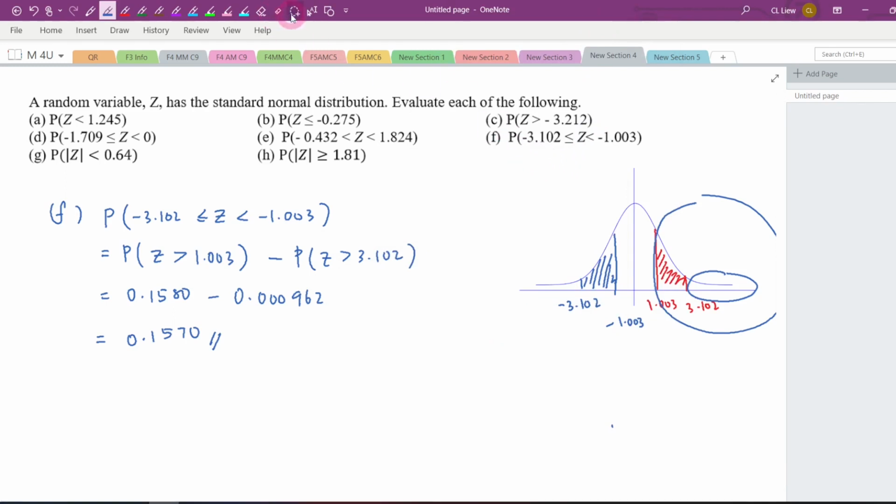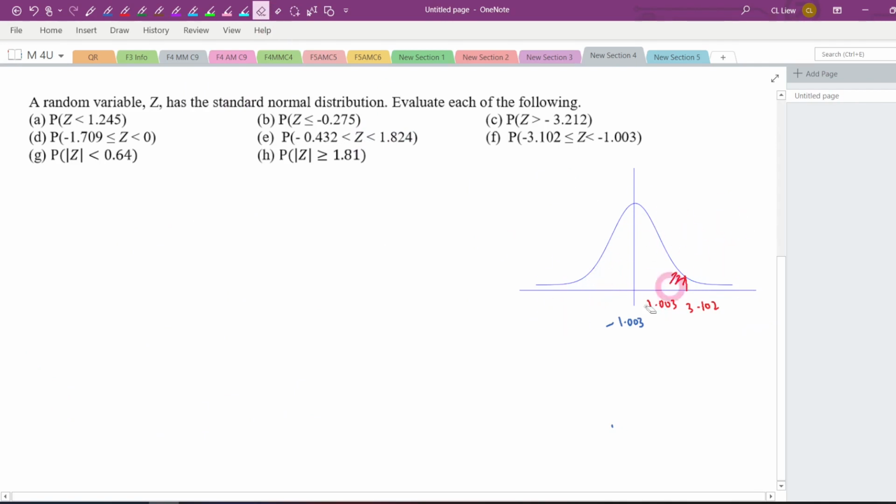Okay, let's try 2 more. This time it involves modulus sign. So before I explain G and H to you, I hope that you still remember this one. Let's say if you have modulus x greater than a, this means that x is less than negative a, or x is greater than a. If you have modulus x less than a, then it will be x greater than negative a and less than a. Before we solve G and H, we need to understand this one first. This one you learned in Form 4, still remember?